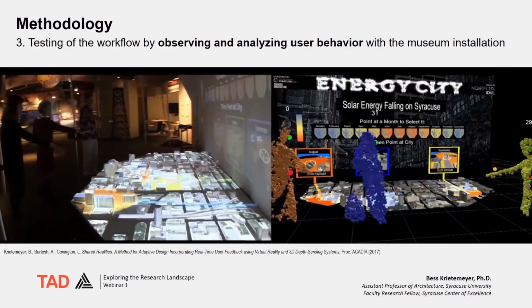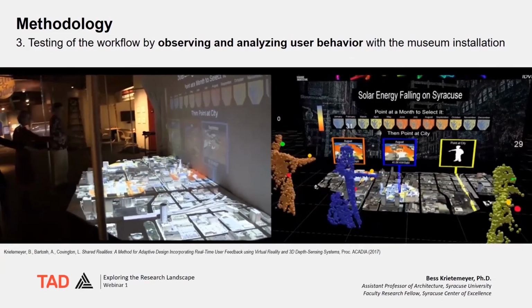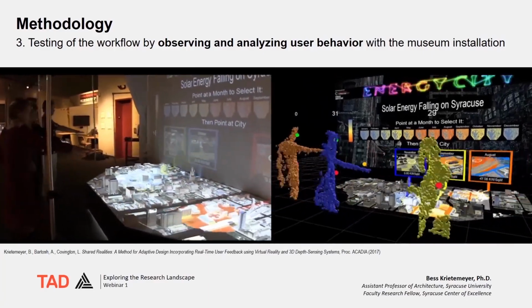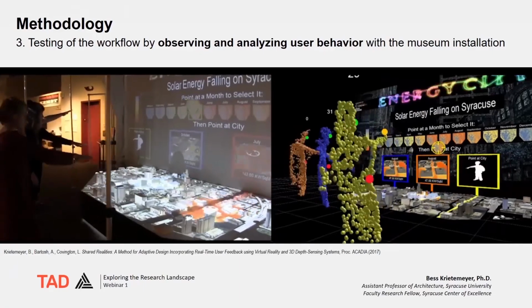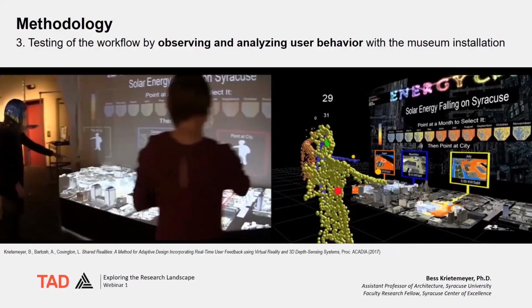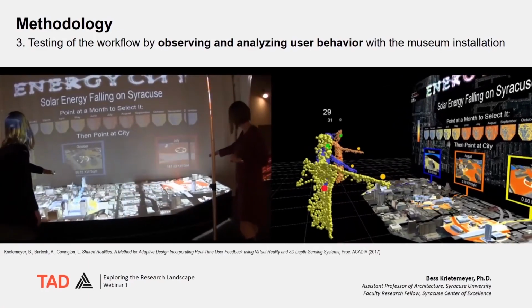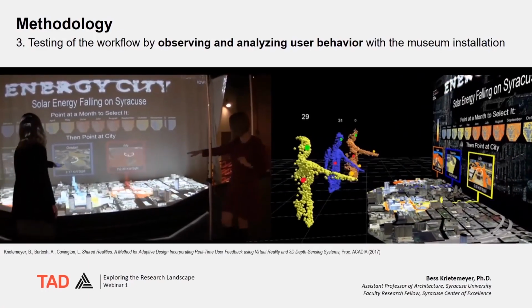The third step is to observe and analyze the user behaviors in order to improve the digital content and usability of the interface. So we had very specific questions and things we were looking for, like how they're using their gestures and which content they select. So we continue to look for these as we update the design.